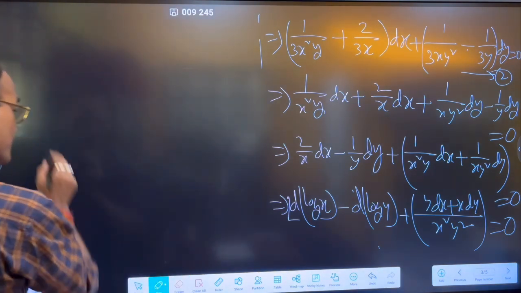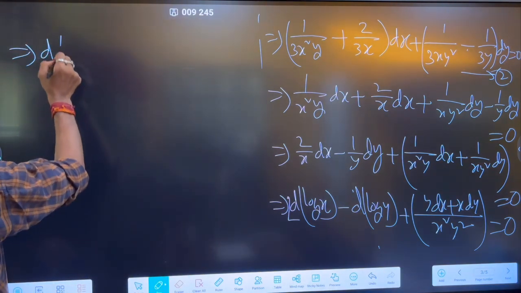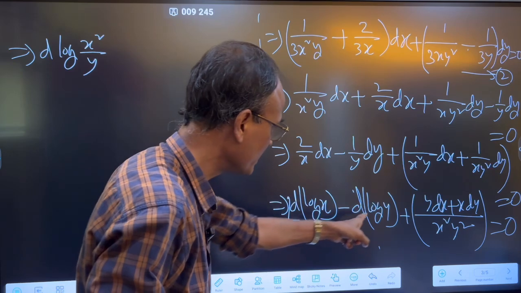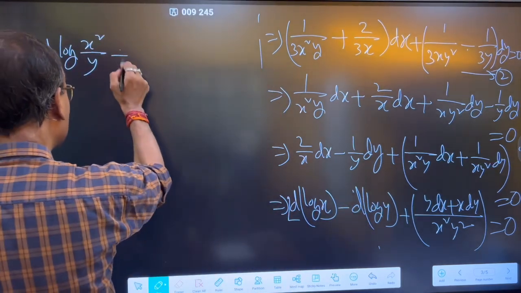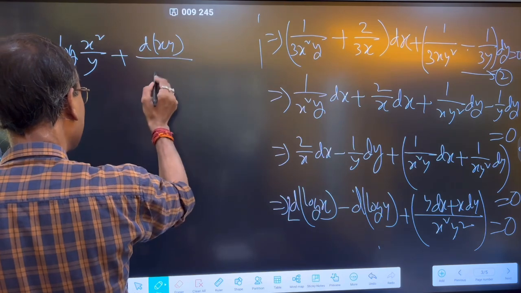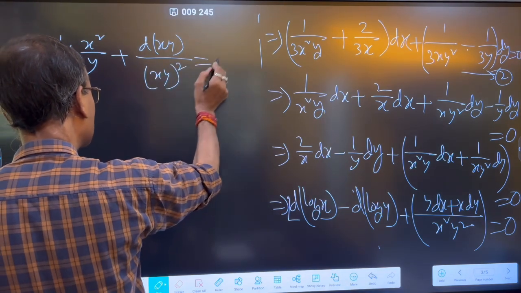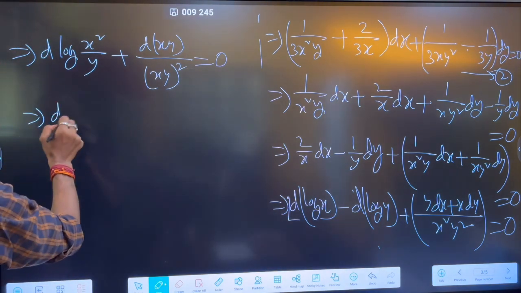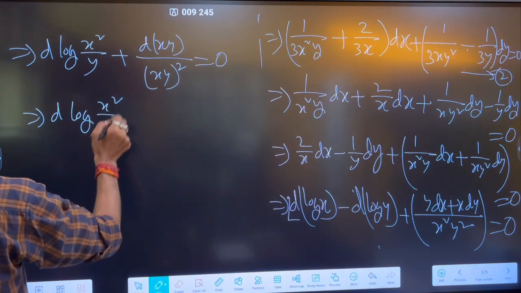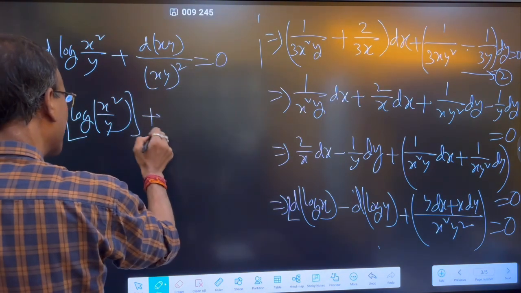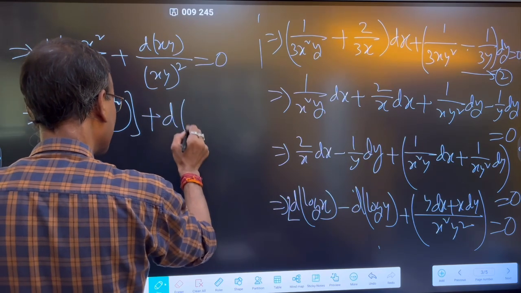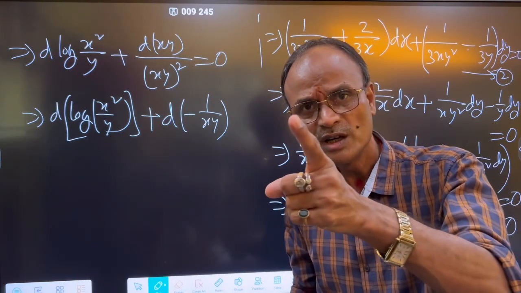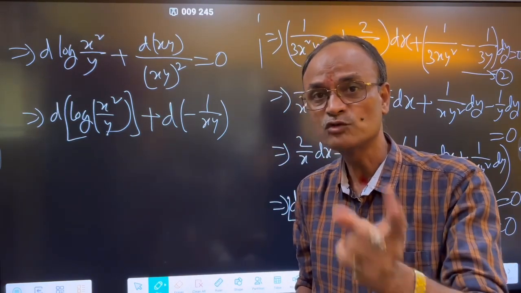Or this means d of log x square by y, plus dxy divided by x square y square, means (xy) whole square, equal to 0. Or d of log x square by y plus d of, can I write like this, minus, just integrate 1 by x square, x to the power minus 2 plus 1 divided by minus 2 plus 1, x to the power minus 1 by minus 1.